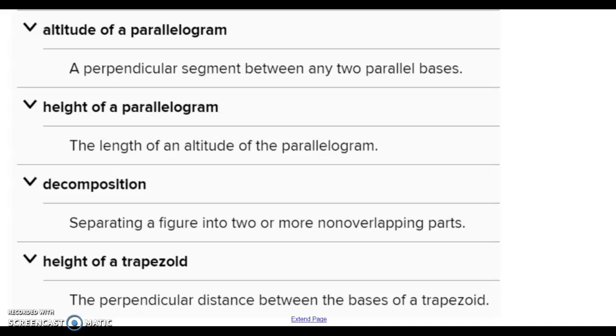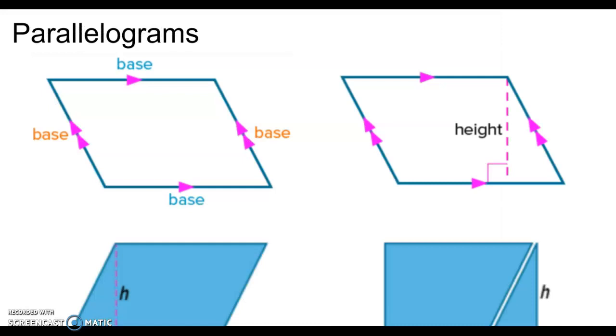The height of a parallelogram is the length of the altitude, which is from the statement above. Decomposition is just separating them into two or more non-overlapping parts. We're going to see some of that throughout the chapter. And then the height of a trapezoid is a perpendicular distance between the bases of a trapezoid. So again, not something you need to remember verbatim, but those terms are going to come up in these diagrams that we're going to see here with parallelograms.